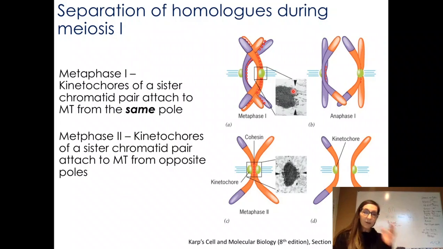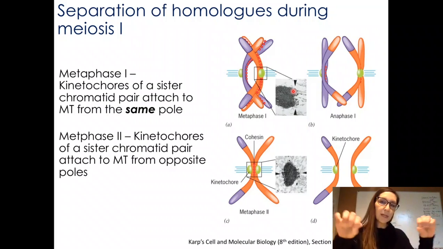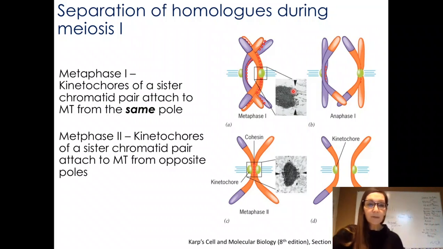Okay, I think several people have asked about how can you regulate this differently in mitosis and meiosis. In mitosis, you have individual sister chromatids that are both getting attached to opposite poles. And so it makes sense there's going to be tension pulling those two apart. This is different in meiosis. In meiosis, in metaphase 1, you can see these kinetochores of a sister chromatid pair are attached to the microtubules from the same pole. So there's not this tension in between them to separate them.